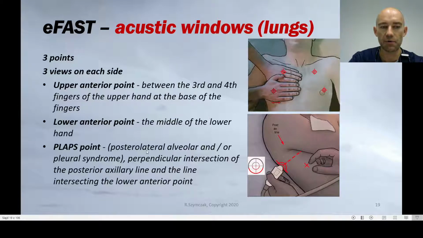And then we've got the PLAPS point, which is in the posterior axillary line, in the place where the perpendicular intersection of the posterior axillary line and the line intersecting the lower anterior point come together. So I would say in the posterior axillary line at the level of the fifth intercostal space, something like that. So those 3 points on each side.